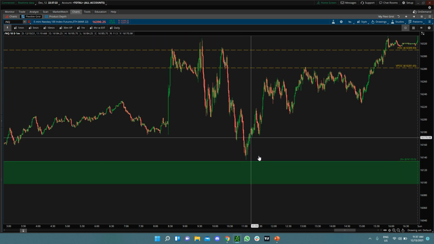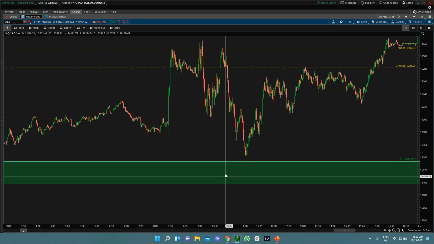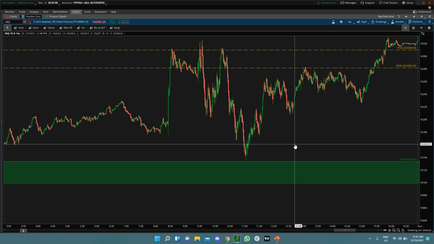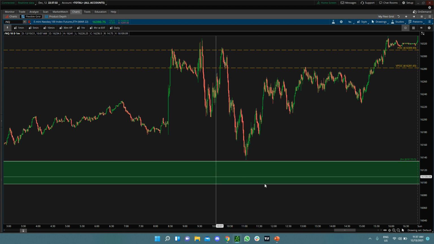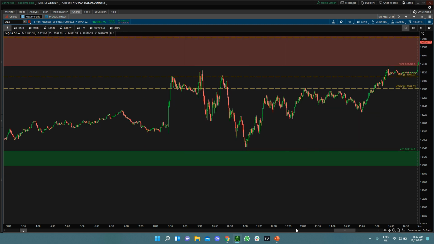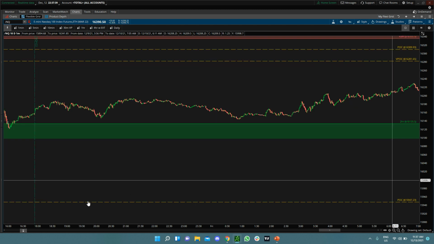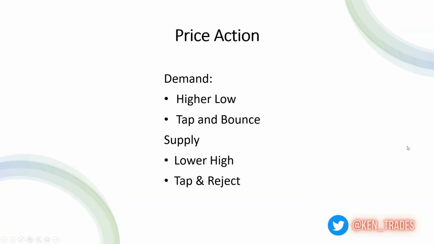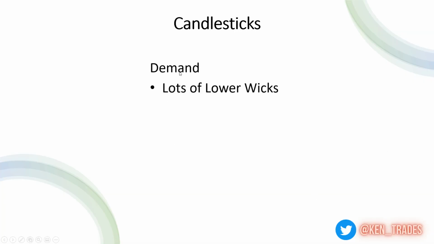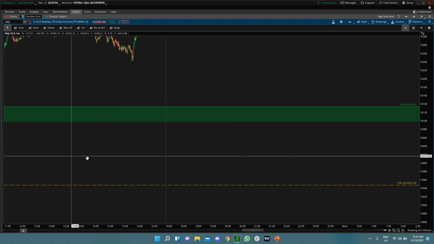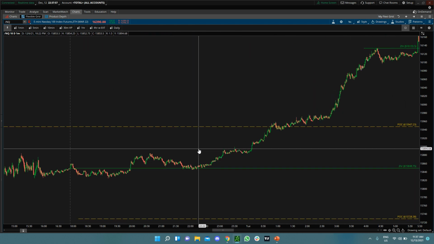Opposites can be said for demand, right? If it spends so much time, you see, consolidating or maybe even printing lower highs and lower lows, I will tell you from my experience, the zone will be breached eventually, and then it'll probably come down to another zone, right? Tap probably another zone. Okay, candlesticks. Okay, demand zone, lots of lower wicks. Okay, so what I mean by lots of lower wicks is very easy. Okay, lower wicks.